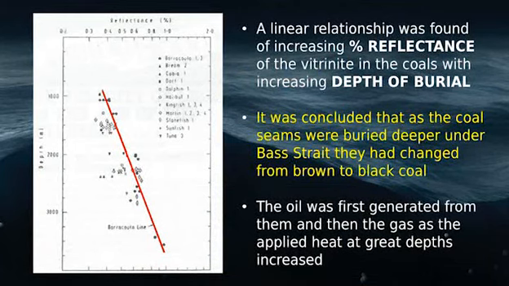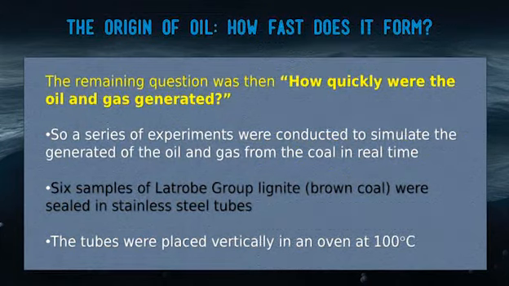And so they looked and they found, yes, there was a linear relationship of increasing reflectance in the vitrinite through depth of burial. It absolutely fitted the model that the coal seams, as they were buried deeper under Bass Strait, had changed from brown to black coal, and the oil was generated as a result of that increased depth of burial. So the next question was, how fast does it form? How quickly would this oil and gas be generated?